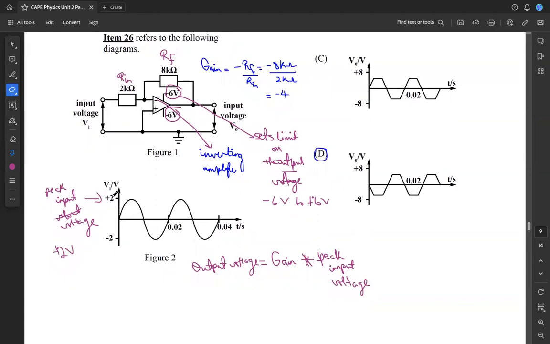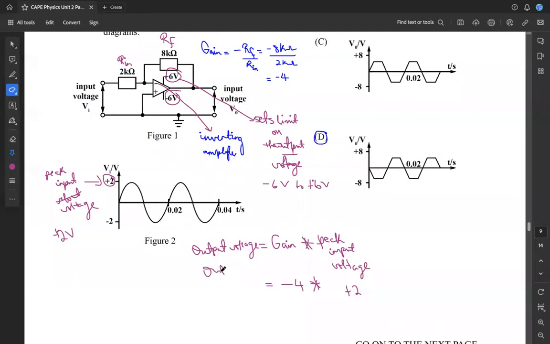If we have a peak input voltage of +2, say we choose this as our peak input voltage, just starting out, we put in +2 here, and the gain is -4, so we multiply that +2 by -4. When we do that, we come out with an output voltage of -4 times +2, which gives us -8 volts.